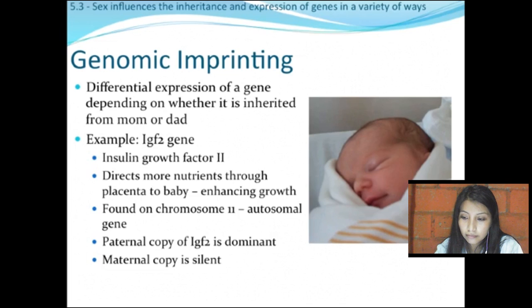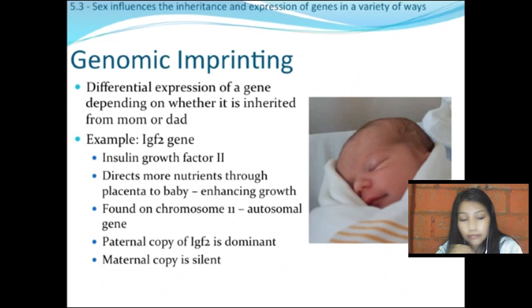Alright, so genomic imprinting is defined as a differential expression of a gene that is dependent on whether it is inherited from mom or dad. So an example of this, as described in the book, is the insulin-like growth factor 2 gene, or IGF2. And this gene is responsible for directing nutrients through the placenta to the baby during gestation. So you can see that if there was a mutation in this gene, it would actually result in premature babies or even miscarriages.